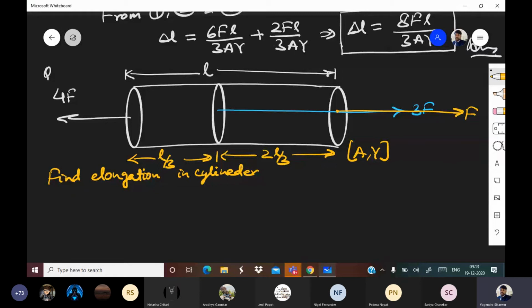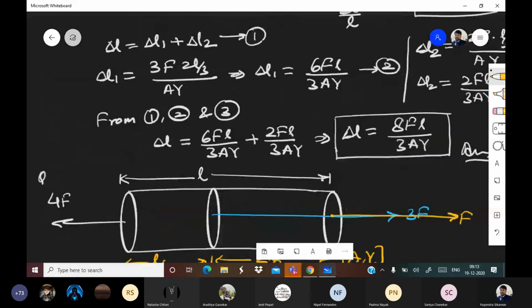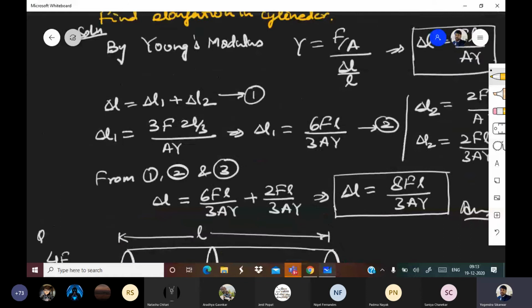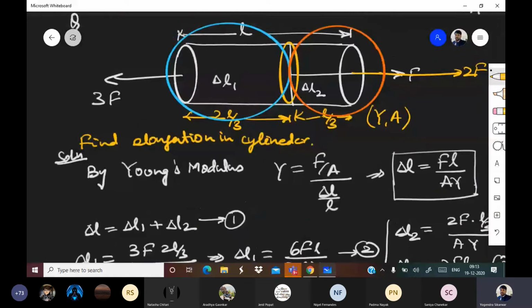Find elongation in cylinder. Amod is saying, sir, why is F not causing any elongation? Chotu, F was causing elongation. That's why for L by 3 we took the total force as 3F. For 2L by 3 we took the total force as 3F, and for the right end point we took the force as 2F, because where the force is acting, that will cause the elongation.